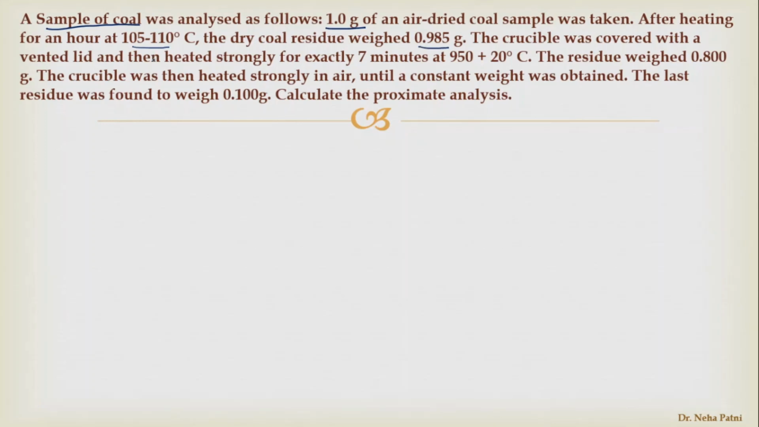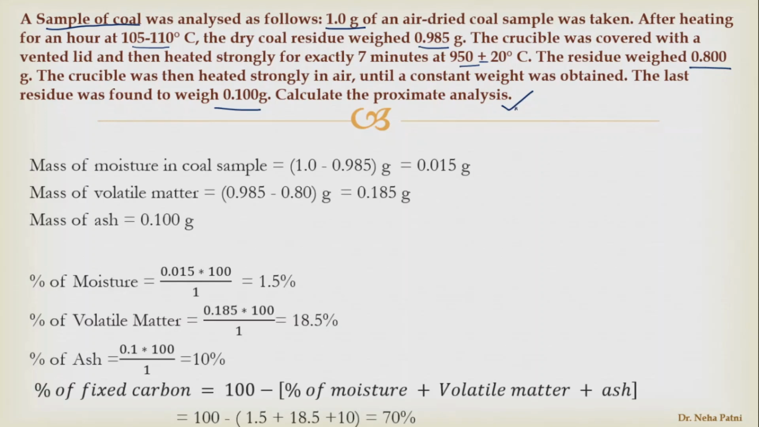Now they say that you have to again heat it at 950 degrees and the residue weight is this. That means this is the second step weight, and then you again continue the same process, and the last residue weight was found to be 0.100 gram. So calculate the proximate analysis. How are you going to do it? Obviously first you subtract these two to get moisture, then you subtract these two to get volatile, and you use this as it is because that is the ash which is formed.